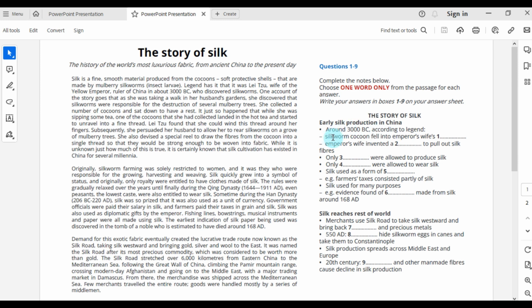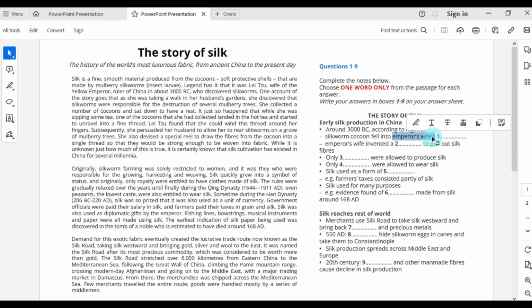The question number 1: the silkworm cocoon fell into emperor's wife dot dot. So we need to locate this word in the passage. So it's necessary to understand the keyword, the main word of the point. In this case, the silkworm is a keyword, but the most important keyword is emperor's wife. So we need to locate the emperor's wife.